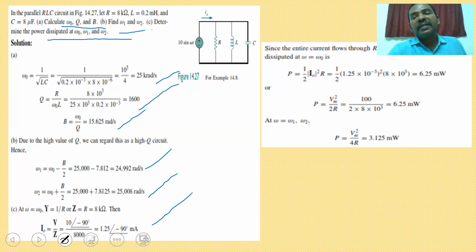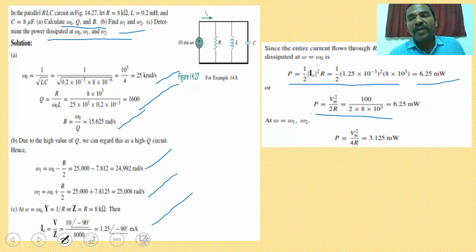So now we are taking the power at the resonance condition. So P is equal to half times the magnitude of current squared into R. So 1 by 2 into the magnitude of current 1.25 into 10 power minus 3 squared into your resistance value 8 into 10 power 3. So finally we are getting the value of power as 625 milliwatts. So like this you can calculate the power, or you can use the value P is equal to Vm squared divided by 2 times R.